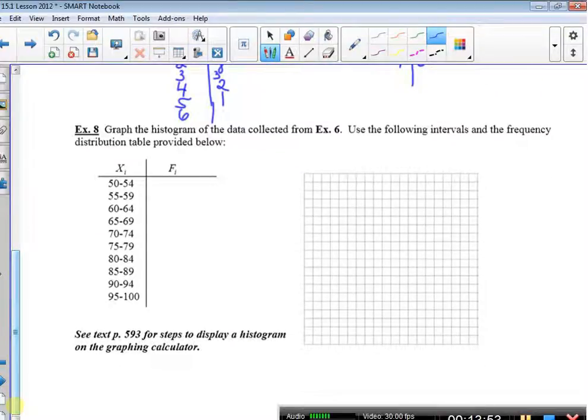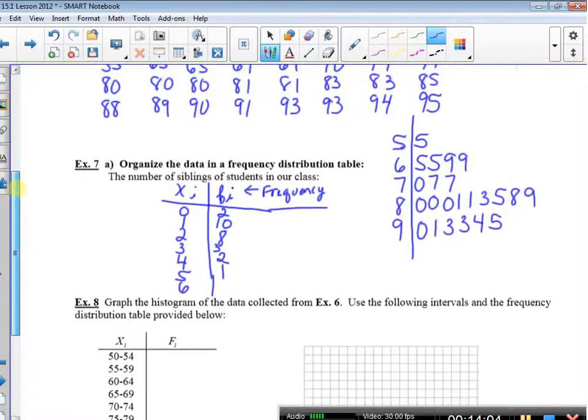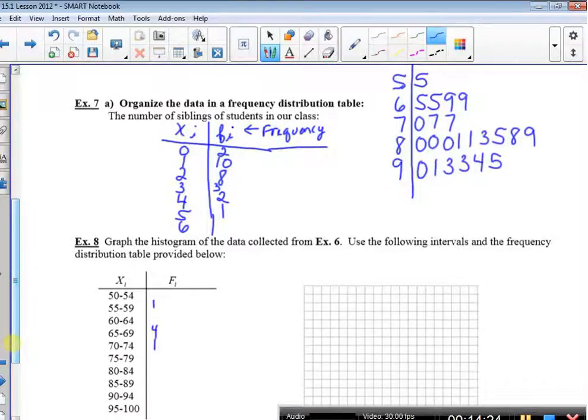Now we want to organize that data into a frequency distribution table using intervals. So I'm going to have to go back and forth here a little bit. There's 55, there was 1. 60 to 64 was none. 65 to 69, there were 4. 70 to 74, there's 1. 75 to 79, there's 2. And you can also use tallies. This was 0, and that was 0.